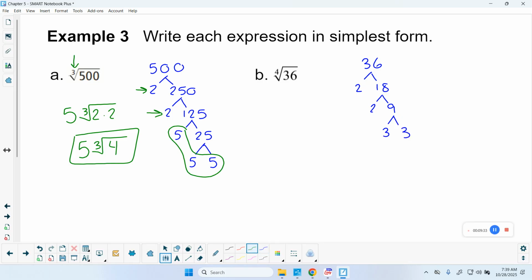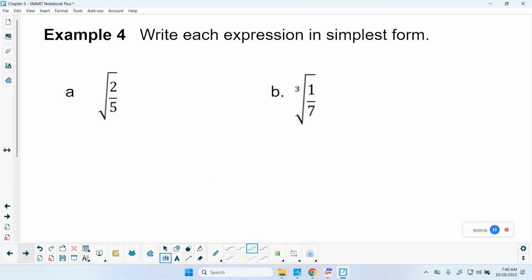Now on this one, because this is a 4th root, it means we would have to have 4 of the same number. 2 is only there twice, 3 is only there twice. So because we do not have 4 of the same number, it means we actually cannot simplify it down. So the 4th root of 36 actually is going to stay as is.